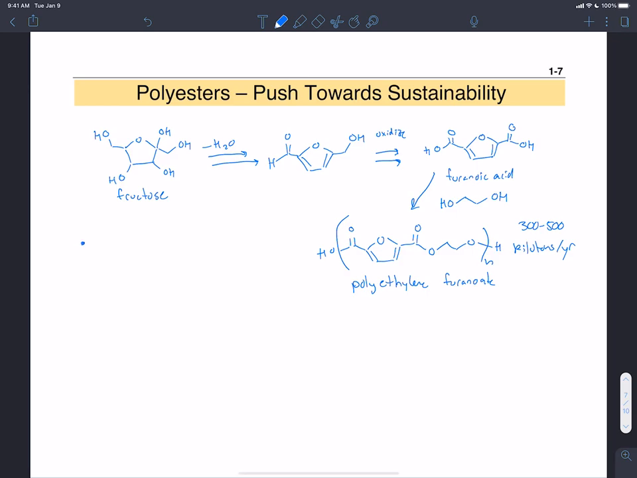But in addition to being renewably sourced from fructose, this also has better water and gas barrier properties, if you're looking to use it for food packaging. It has a higher glass transition temperature. It has a lower melting temperature. So if you're looking to take this material and reprocess it, you'll be able to heat it up and have a lower melting temperature to reshape it. A higher Tg means it probably has a higher operating temperature before it starts to soften. And this also displays a higher modulus as well.